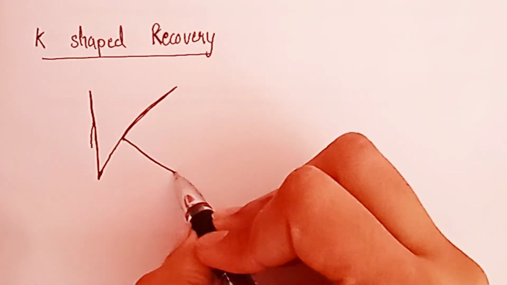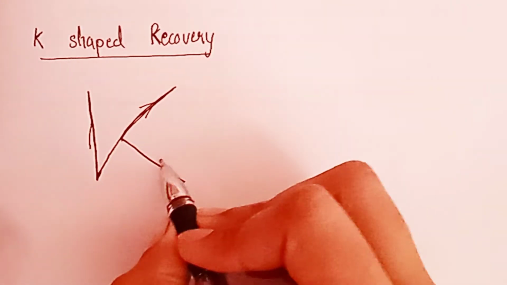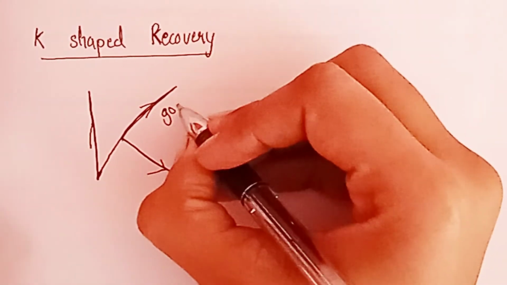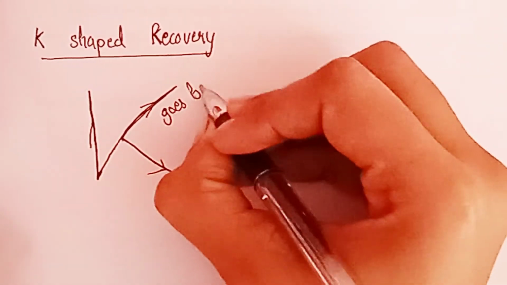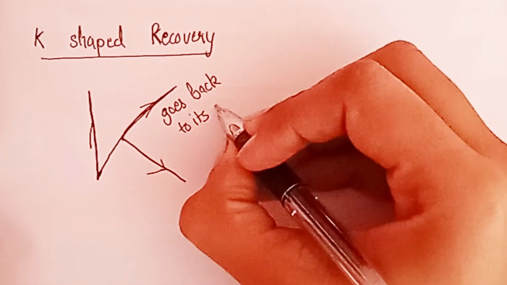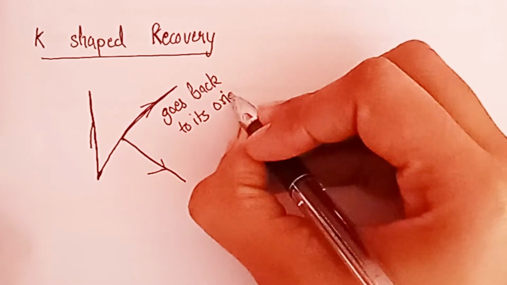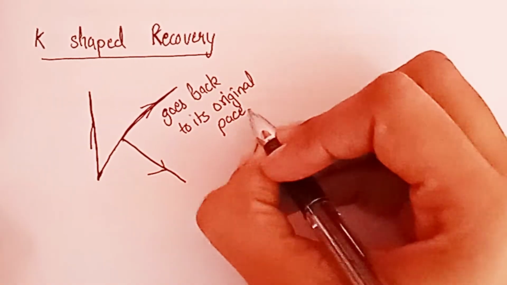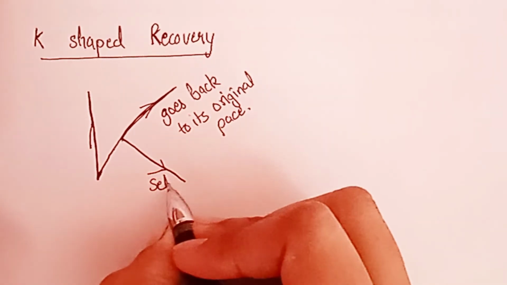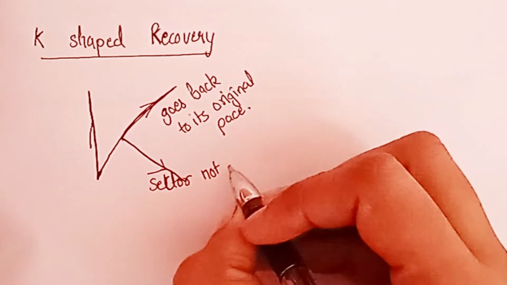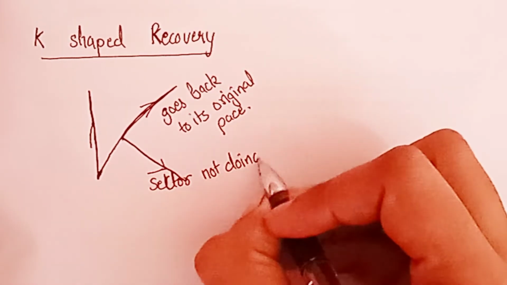In K-shaped recovery, some sectors of the economy go back on track to their original pace while some sectors are not doing well. It is like the two arms of K. One is the upper arm, the sectors which are going back on track. The other is the lower arm, which indicates the sectors which are not doing well. तो अभी समझ आया what is K-shaped recovery and what is V-shaped recovery.